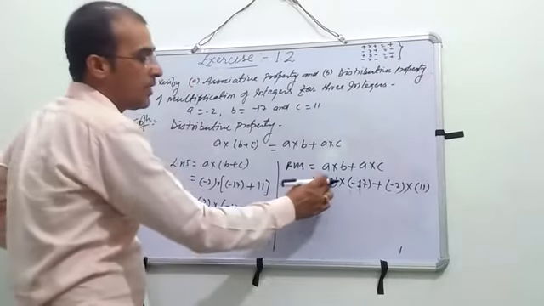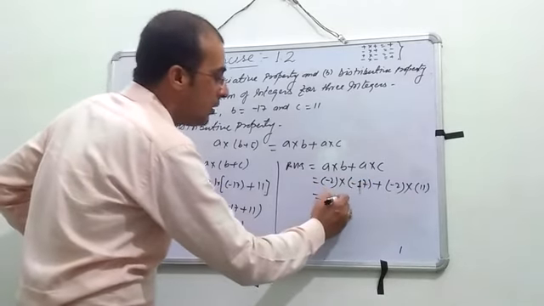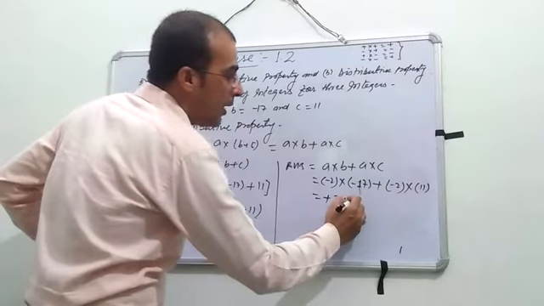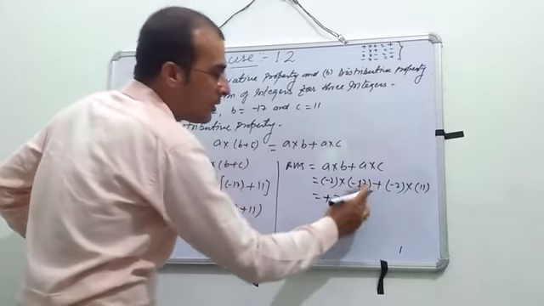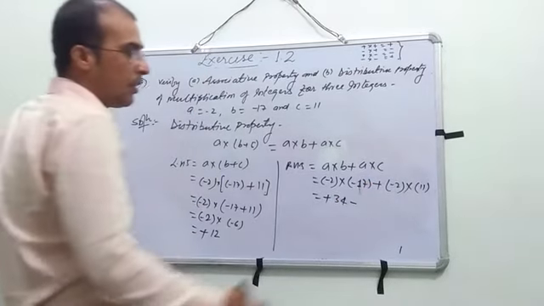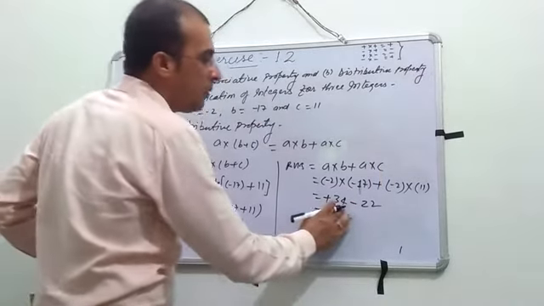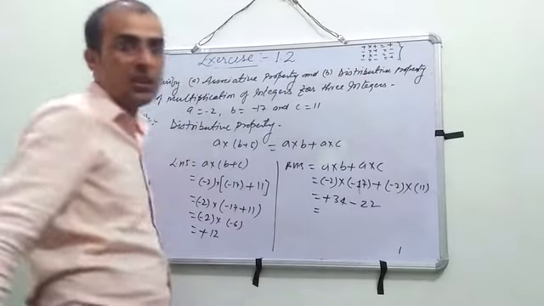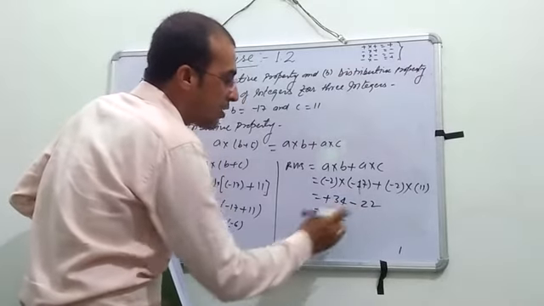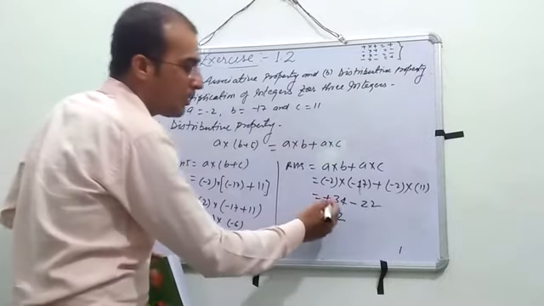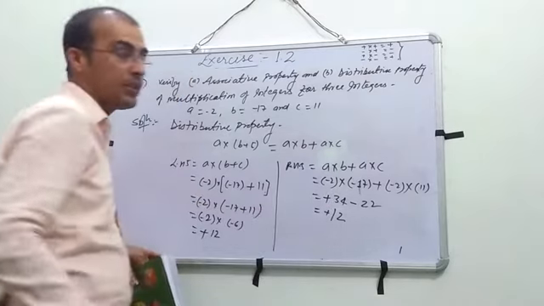So multiply this. Minus into minus equal to plus, and 2 17s are 34. And minus into plus is minus, and 2 11s are 22. So 34 is plus and 22 is negative, so again you will subtract. 4 minus 2 equal to 2 and 3 minus 2 equal to 1. And what is this? This is a positive sign. Why? Because 34 is greater.